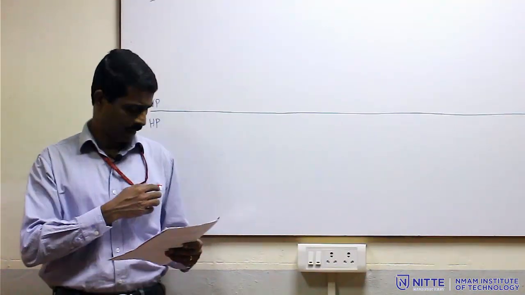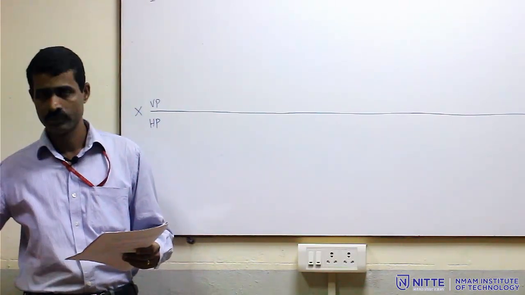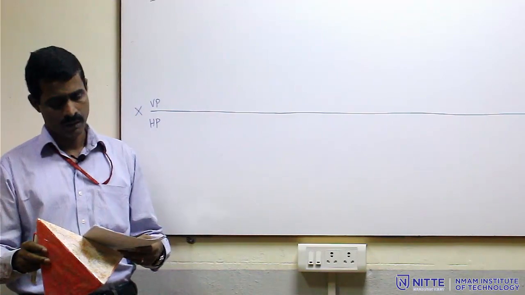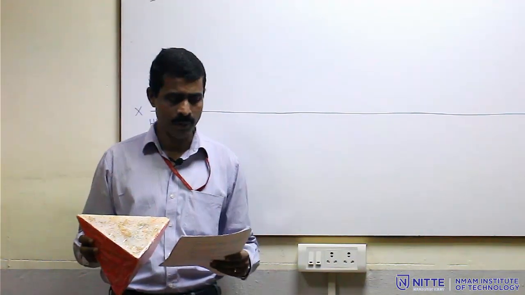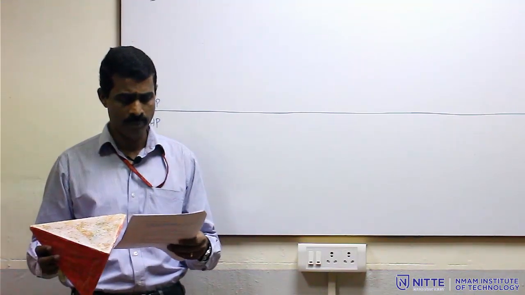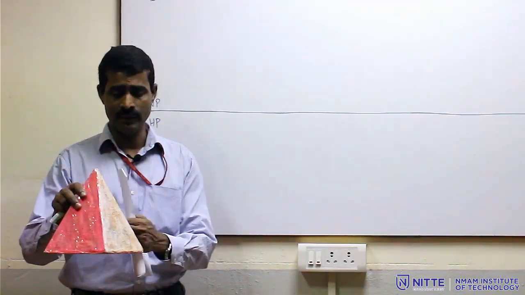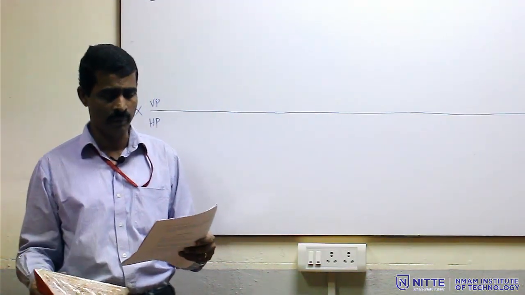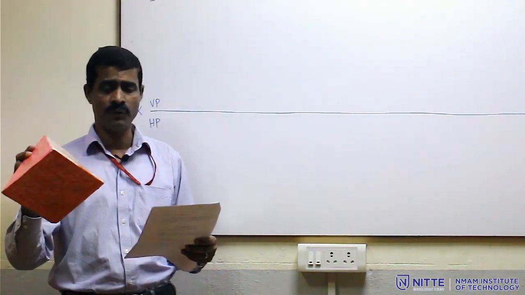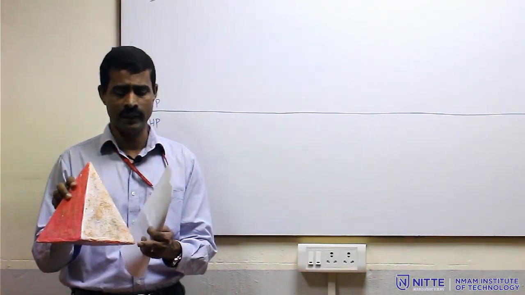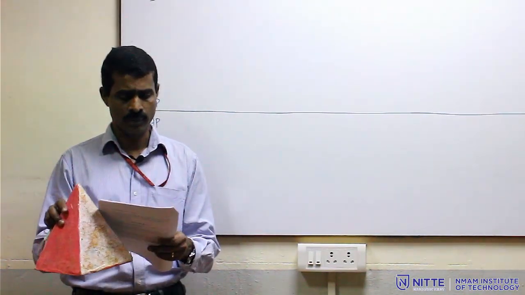So, let us solve a problem on square pyramid. Okay, this is a square pyramid. Let us see how it is mentioned in the question. A square pyramid, 30 mm sides of base, these sides are of 30 mm and 60 mm axis length. Axis is the imaginary line, anyway it has got a length 60 mm, rest on HP on one of its base corner. Okay, so this is the first condition given very clearly, is resting on a base corner.